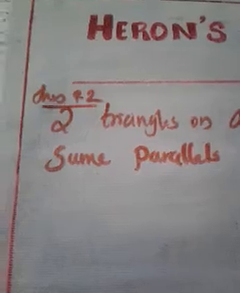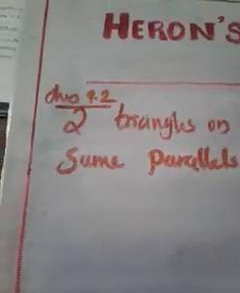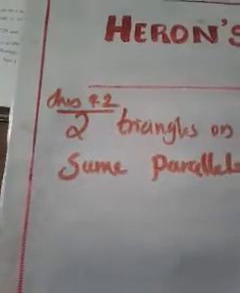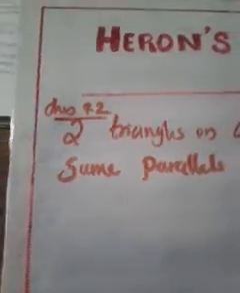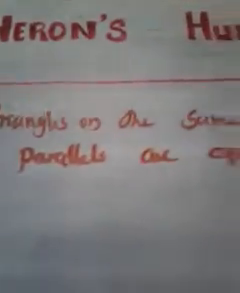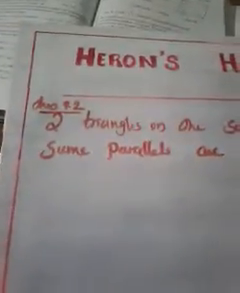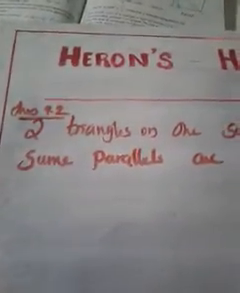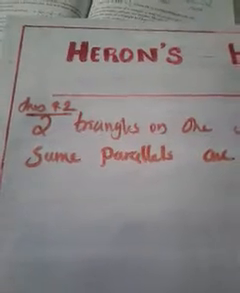So this is your next theorem. Its number is theorem 9.2, page number 160. The theorem says that two triangles on the same base and between the same parallels are equal in area. So what it says is, if you consider two triangles, isn't it?